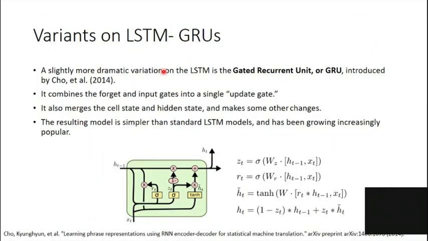Another variant of LSTM which is becoming very popular is that of gated recurrent units or GRUs. The advantage of GRUs is that it has a lesser number of gates. So you can see it combines the forget and input gates into a single gate called the update gate. So it's slightly a simplified version of a typical LSTM.